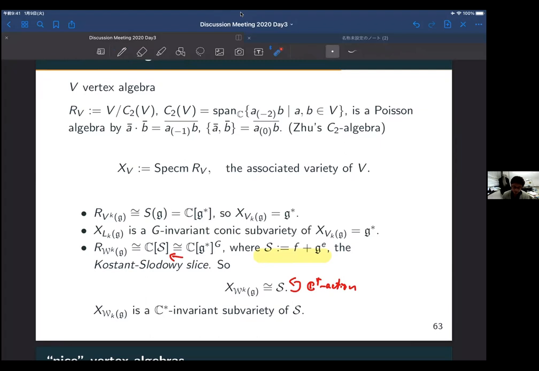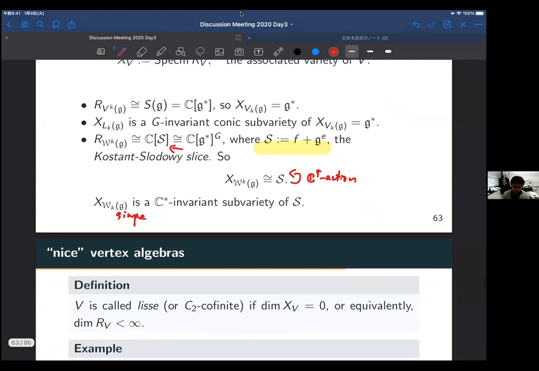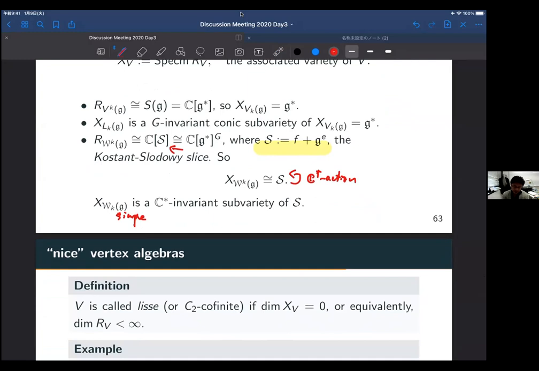F. And if you take a simple quotient, then the corresponding variety is a C*-invariant subvariety of the Kostant-Slodowy slice. Now, one of the conditions to be nice is that this variety is finite, that is, zero dimensional. Equivalently, this C2 algebra is finite dimensional. So this is a certain finiteness condition.